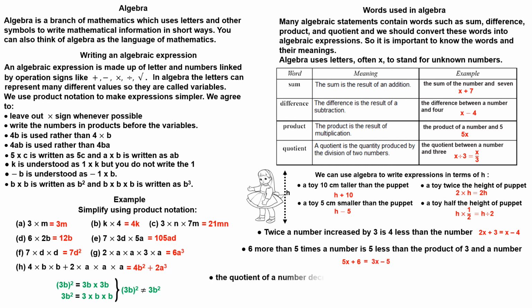The quotient of a number decreased by 7 and 3 is 6 times the sum of the number and 1. The quotient of a number decreased by 7 and 3, x minus 7 over 3, is 6 times the sum of a number and 1, equals x plus 1 times 6. So we can write x minus 7 over 3 equals x plus 1 times 6.